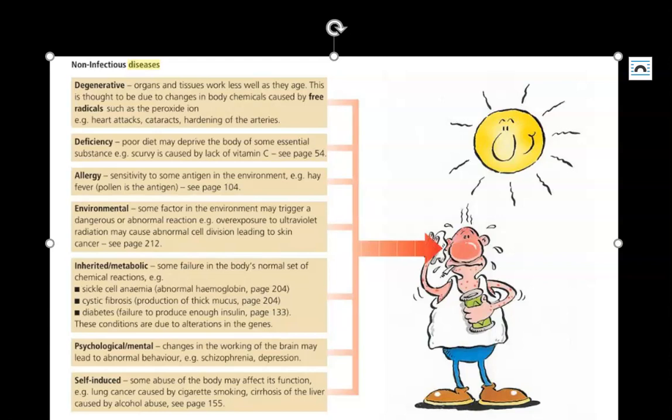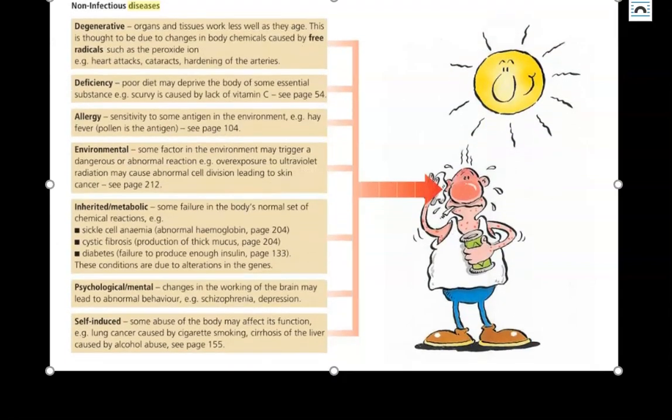Environmental factors where you may have some trigger of the environment, such as if you are overexposed to UV rays, it could lead to skin cancer. Inherited diseases are basically diseases that you get from your family lineage, such as maybe diabetes, sickle cell anemia. Psychological diseases are mental diseases, and they work where the brain leads to abnormal behavior.